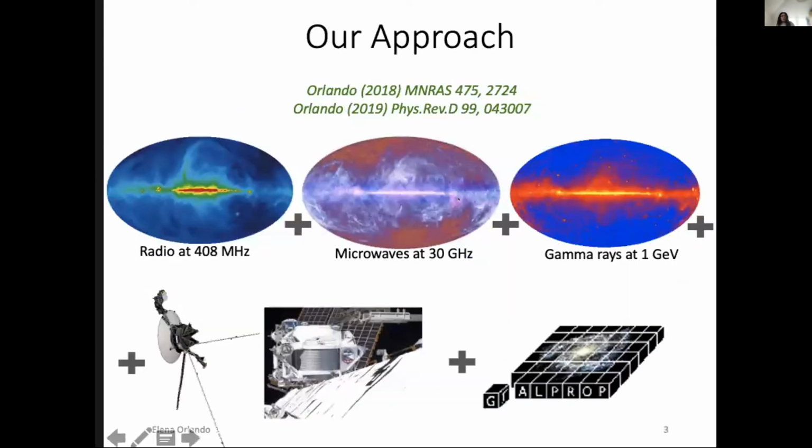So our approach is to study cosmic rays and magnetic fields together at the same time. So I combine the various multi-frequency observations from radio, microwaves, and gamma rays of the interstellar emission, and also take the latest cosmic ray direct measurements, such as from Voyager and AMS-02, as we see here. And I use GALPROP, a cosmic ray propagation code, for modeling the propagation of cosmic rays and associated interstellar emission.